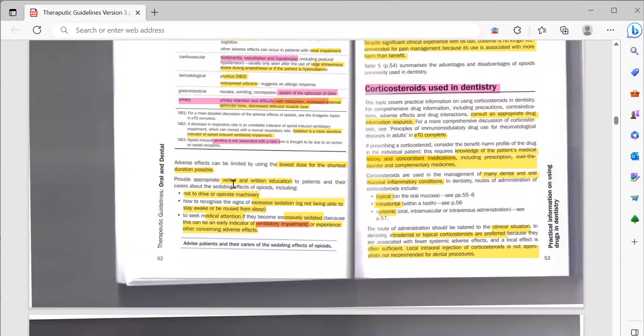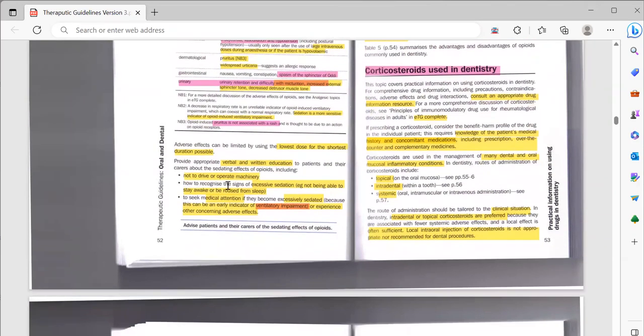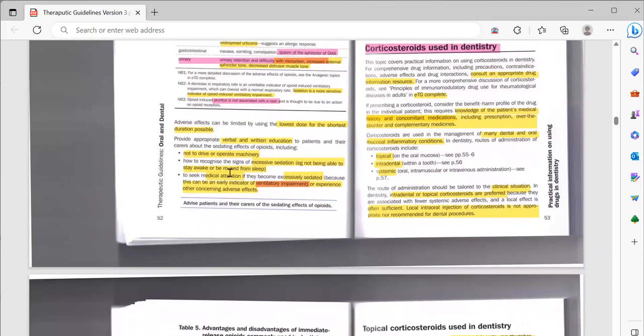And always provide verbal and written education. Whenever you prescribe an opiate to your patient, you should tell him these 3 points: do not drive or operate machinery; how to recognize the signs of excessive sedation, like feeling very sleepy and it being very hard to rouse; and to seek medical attention if they become excessively sedated, because these are sedative drugs, right?